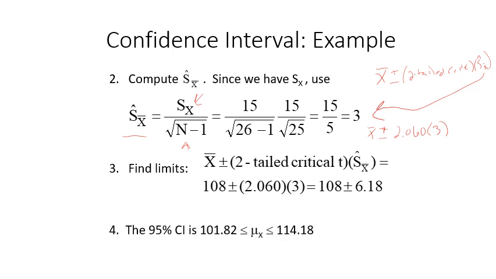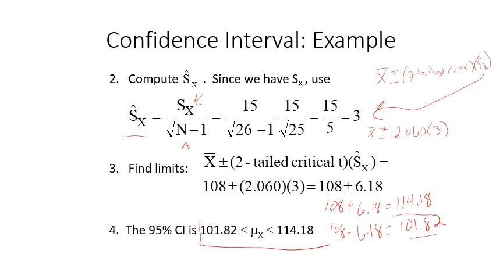If we factored that out, 108 plus and minus 6.18, we get 108 plus 6.18 equals 114.18, and 108 minus 6.18 equals, you see it over here on the left, 101.82. These are the two values for our confidence interval, but how we end up writing it out is what you see here.